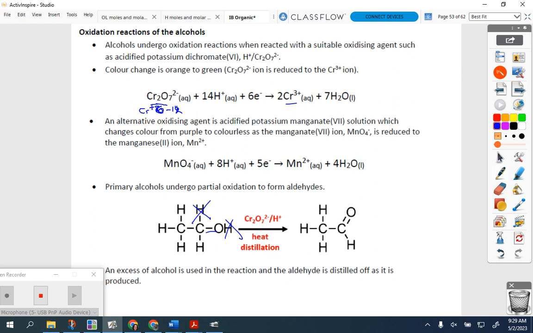And so each chromium is gaining 6 electrons in this process, and those electrons are coming from the alcohols, which is being oxidized. Nick, you had a question?